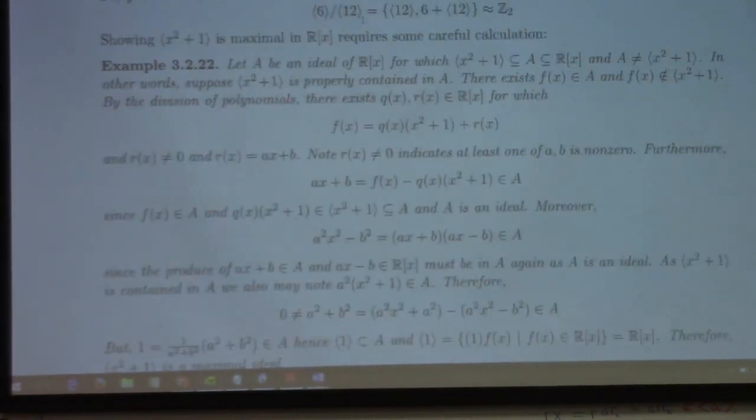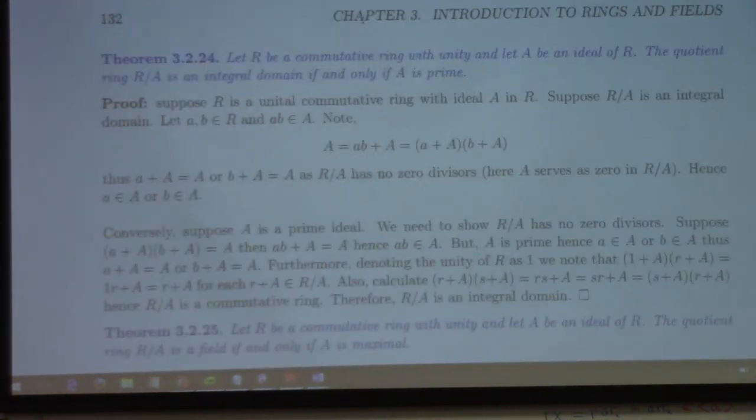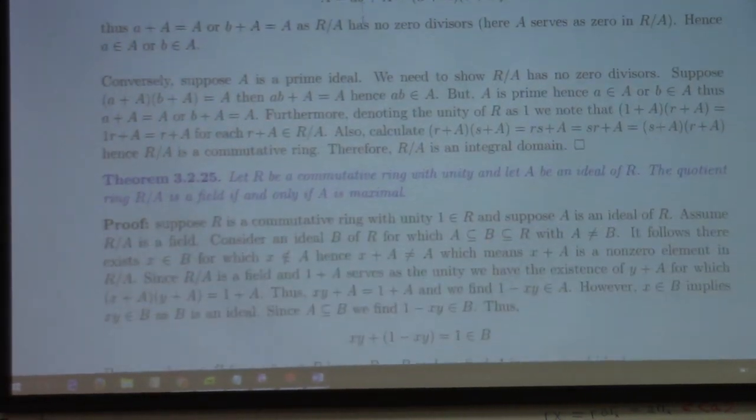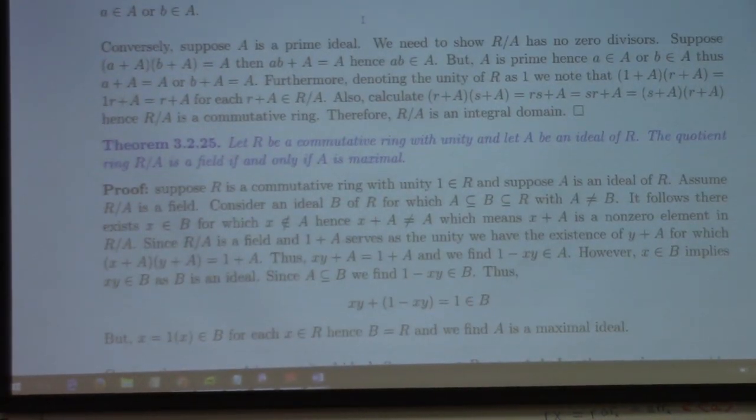If we have a maximal ideal, all right, here's the big theorems from next time. If we have a commutative ring with unity, and if A is an ideal, the quotient ring R mod A is an integral domain if and only if A is prime. This is the important thing about prime ideals. Quotients by prime ideals give us integral domains, and quotients by maximal ideals give us fields, right? So this is very, very useful as we're studying quotient rings.